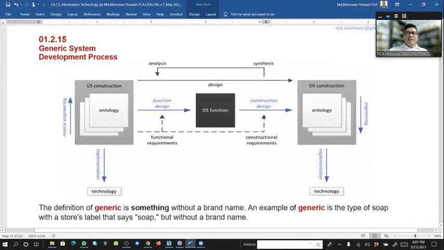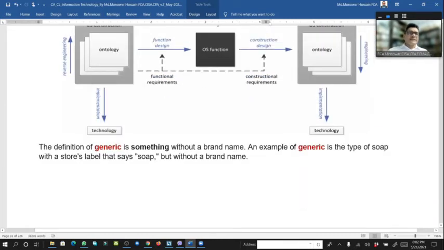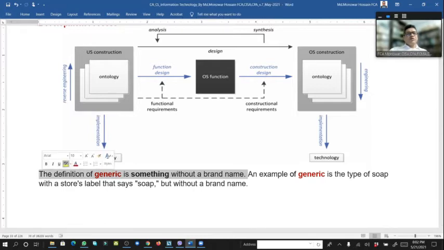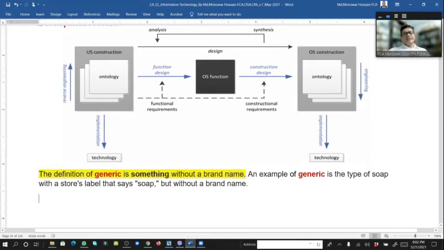Generic system development process. Here the definition of generic is something without a brand name. What is generic? That means গণ সবার জন্য যেটা প্রযোজ্য. The definition of generic is something without a brand name. An example of generic is the type of soap with a store label that says soap but without brand name.